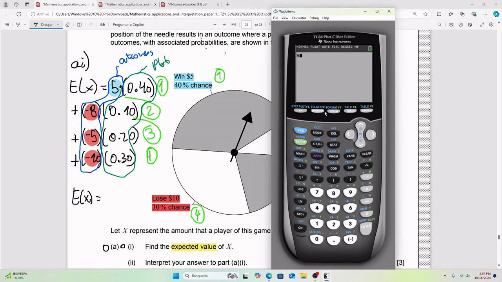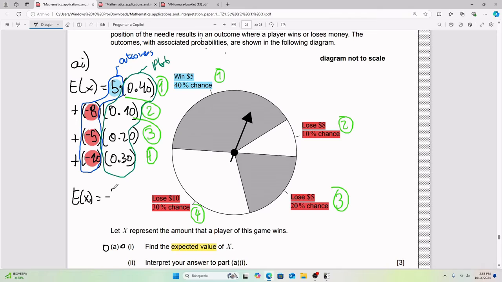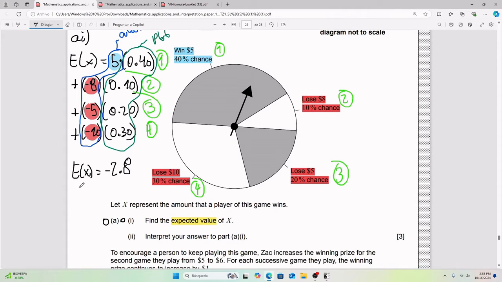So you're going to end up with the first one, which is 5 times 0.40, plus the second one, which is -8 times 0.10, plus -5 times 0.20, plus -10 times 0.30. Go ahead and press enter, you end up with -2.8. So I was about to explain what this means, but that actually has a lot to do with part 2.